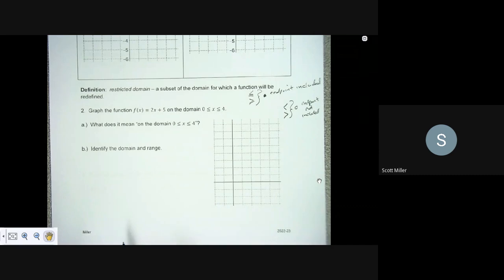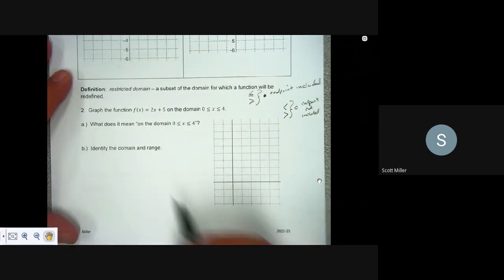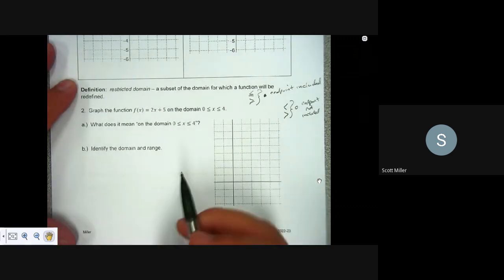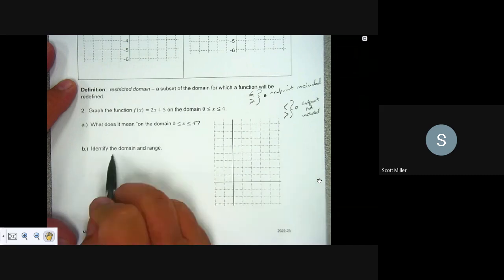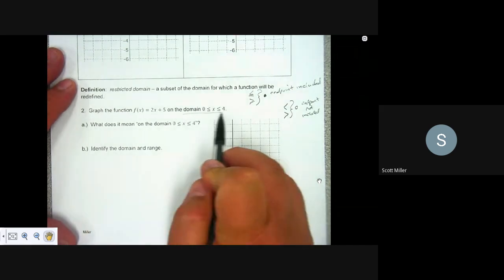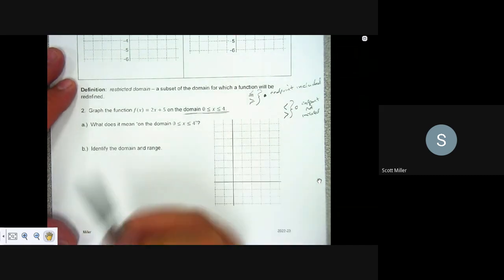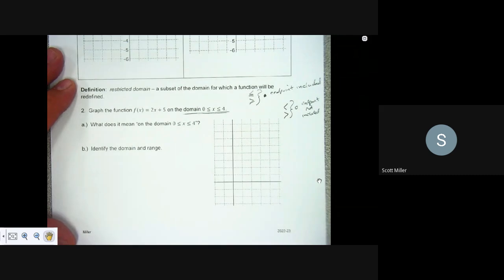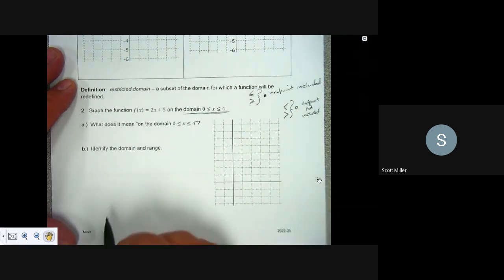Identify the domain and range. Okay. Well, let's graph this thing, and then it'll help us with the domain and range that way. The domain is easy. I told it to you. That is the domain. The range, we can use the graph to help us out.